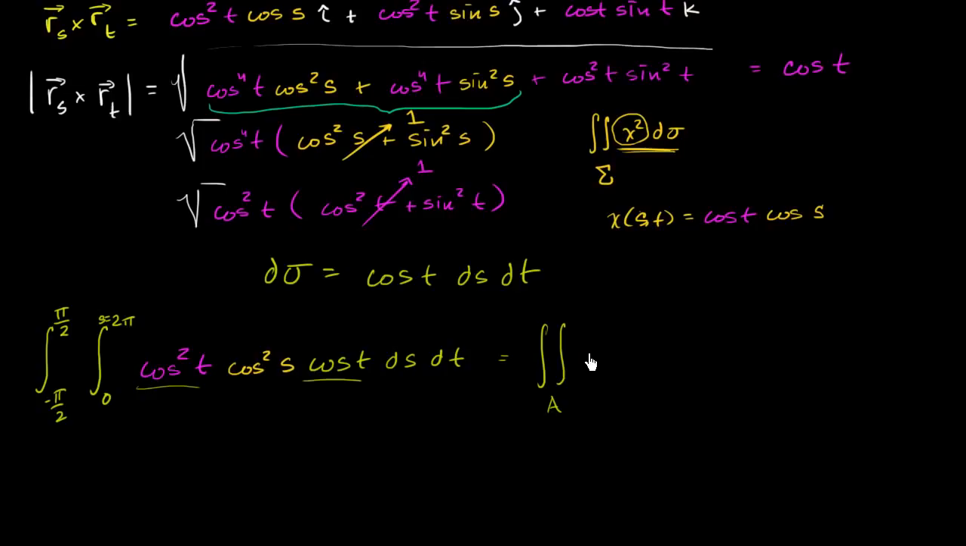So let me just write it this way. It's cosine to the third of t times cosine squared of s, and then ds, and so this is the integral for the ds part, and then dt. And when we integrate with respect to s, notice the t parts and the s part are just multiplied by each other. So when we're taking the integral with respect to s, this cosine cubed of t really is just a constant. We can factor it out.